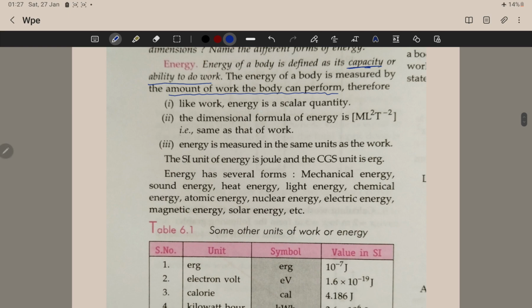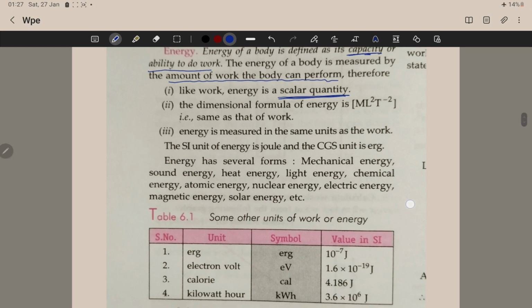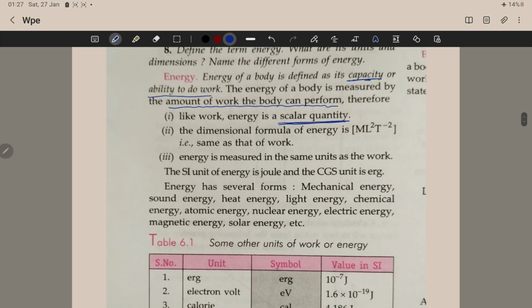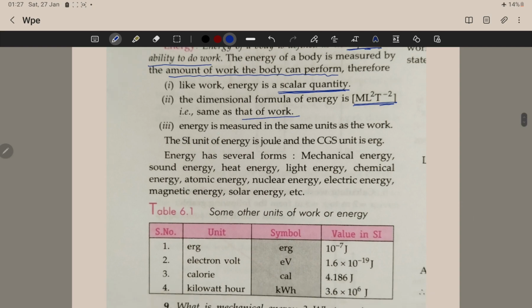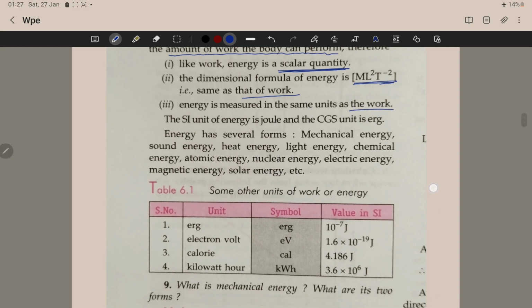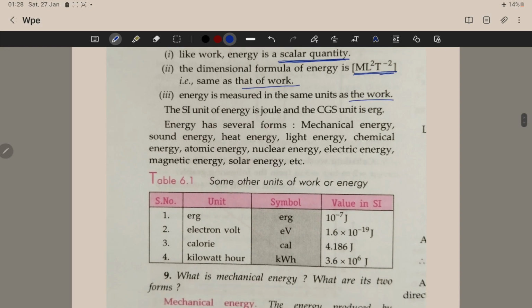So like work, energy is also a scalar quantity. First thing, it is a scalar quantity, because it is same as the work. It is just the ability to do work. Dimension is the same because the unit is also the same. Unit of energy is the same as that of work. Dimension is also the same, unit is also joule. Energy is measured in the same unit as the work. Okay. So SI unit of energy is joule and the CGS unit is the same.